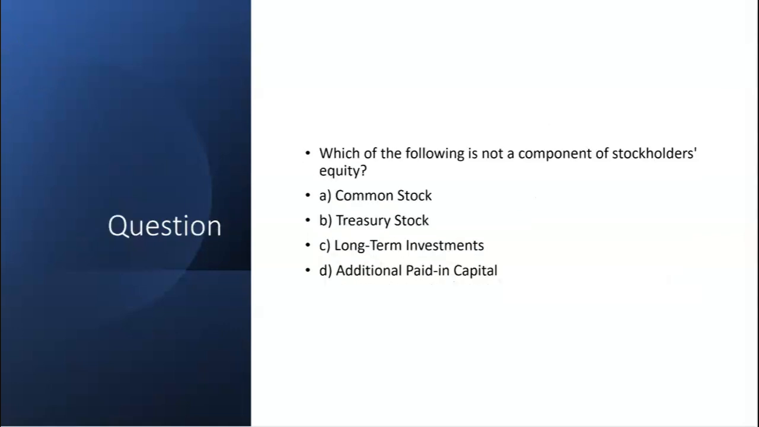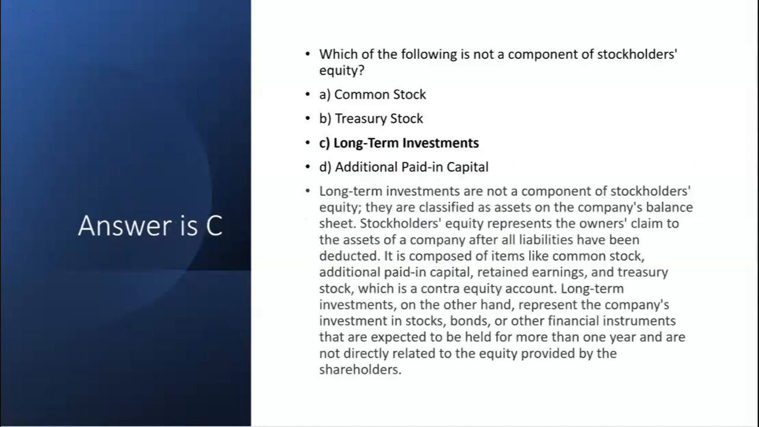All right, which of the following is not a component of stockholders' equity? Common stock is. Treasury stock is, even though it's a contra-equity. Long-term investments, yeah, that's an asset on the balance sheet. That's not stockholders' equity. D, additional paid-in capital, that's equity. So the answer is C, long-term investments are not a component of stockholders' equity. They're classified as assets on the company's balance sheet.